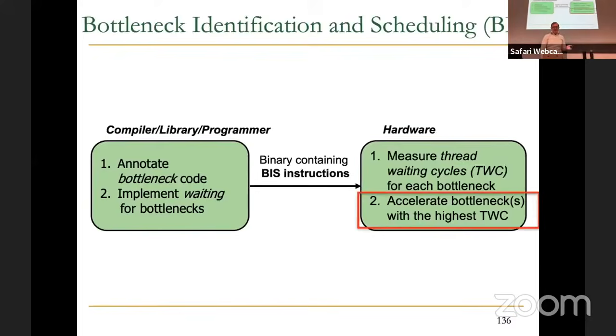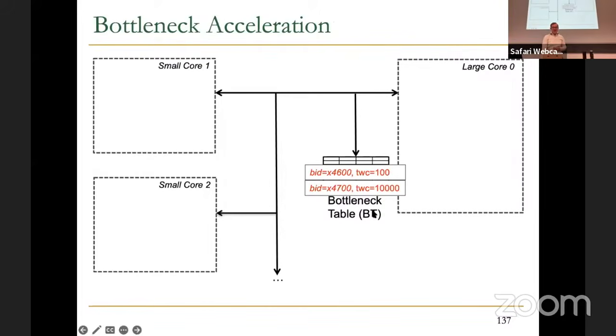Okay, now how do you decide what to accelerate? Now, you assume that you have some thread waiting counts, which may be periodically reset, etc., which I'm not going to go into again. But you have multiple bottlenecks. One of them clearly has caused more thread waiting cycles than the other one. And small core gets a bottleneck call to 4600, right? The first thing it does is it queries this bottleneck table asking, should I execute it or should I send it somewhere? And the bottleneck table coordinating, it says basically, oh, that's not an important bottleneck. Go and execute it yourself, right? Don't bother me with it.